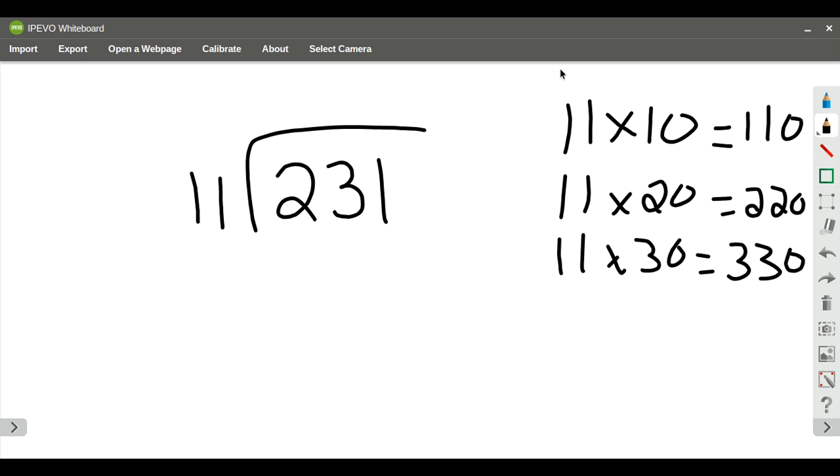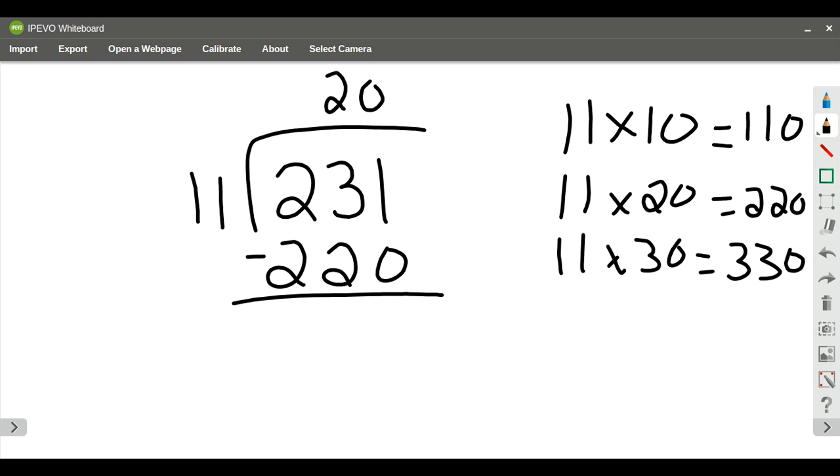330. So just by doing some multiple of 10 work right here, I can see that I have to multiply 11 by 2 tens, or by 20, to get me near 231. 330 is too big, 110 is too small. So I'm going to write above the 3, I'm going to write 20. Okay, so 11 is going to go into 231 20 times. So I'm going to do that first partial quotient. So I'm going to subtract, and I'm left with 11.